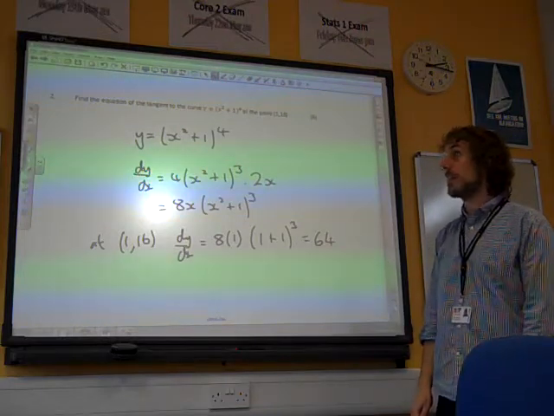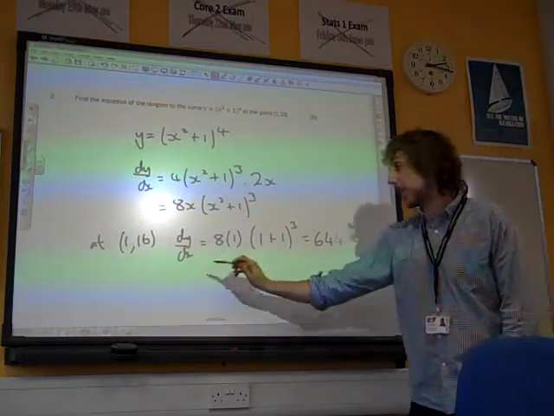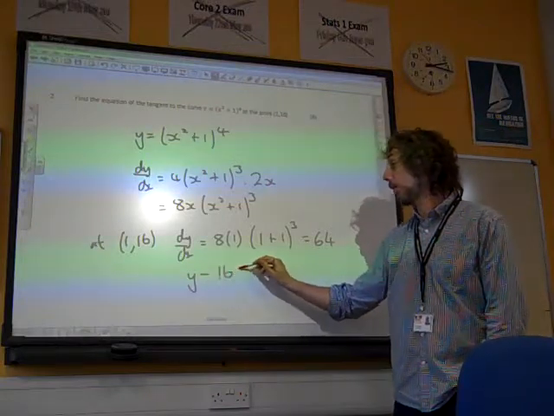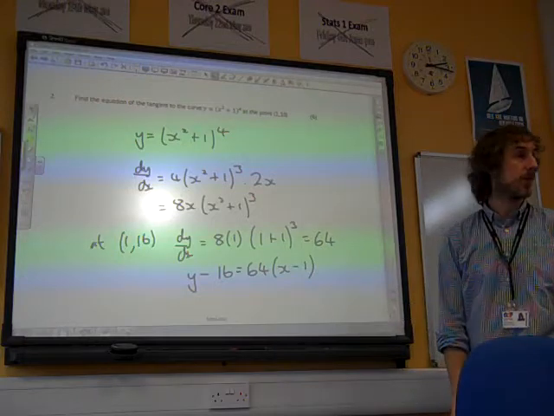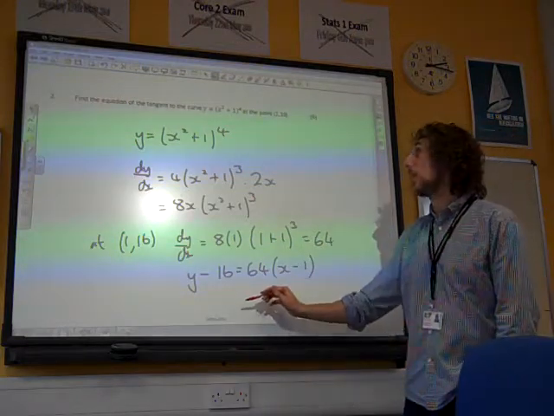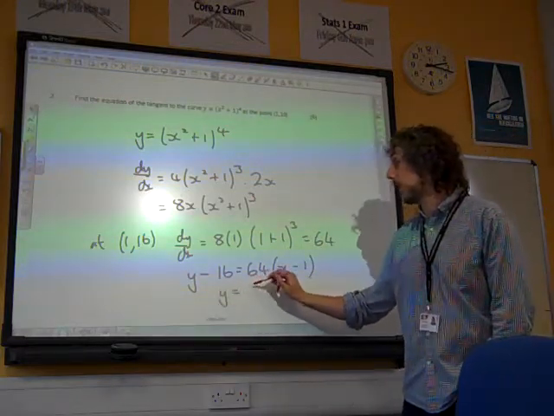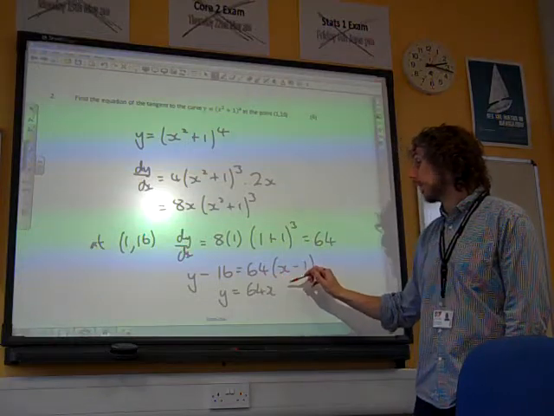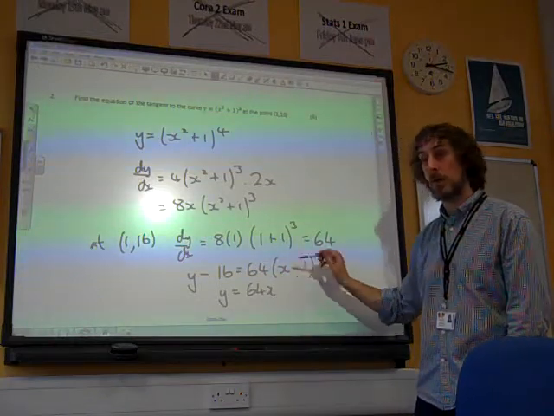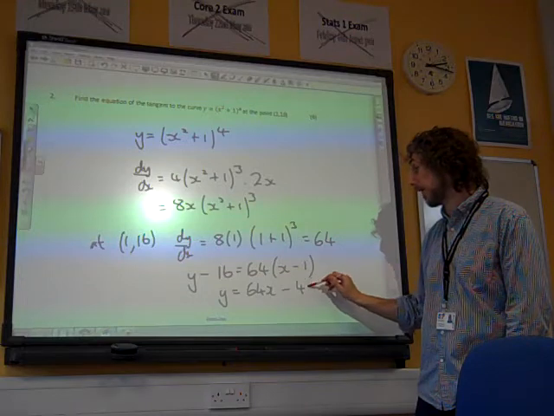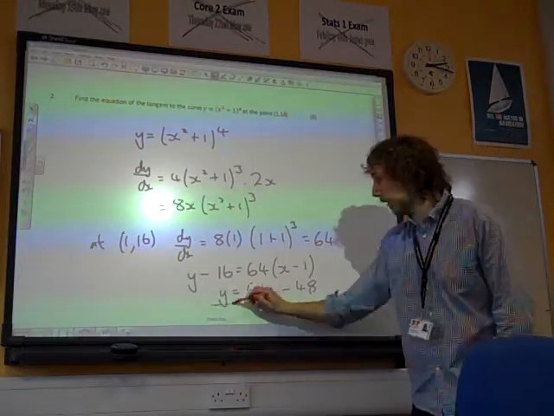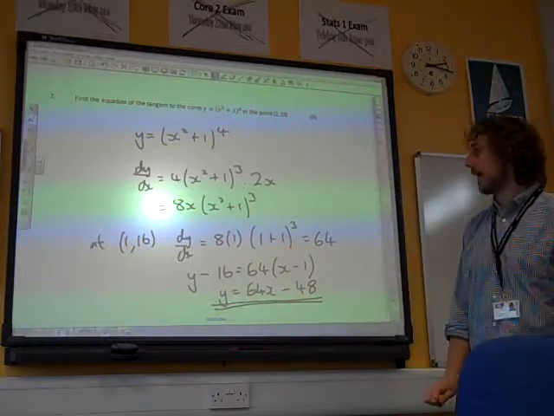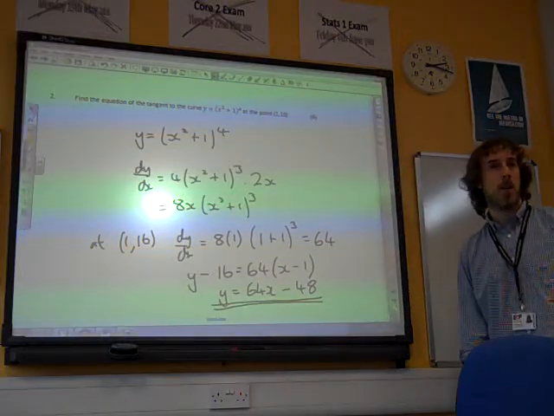And we want the equation of the tangent at that point. So we do y minus y1 is m times (x minus x1). And we get, it didn't ask us for any particular form. y is 64x. What's this going to be? Minus 64 plus 16, so minus 48. And there we go. We'll leave it like that. That's good enough as an answer. Are we ready for question 3?